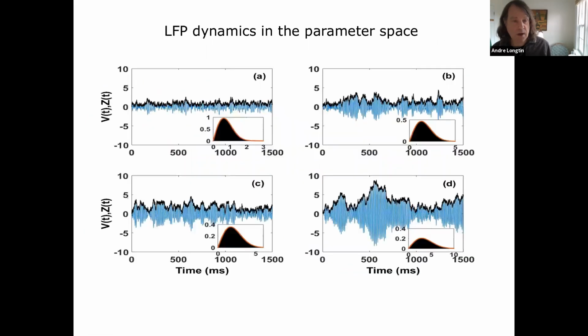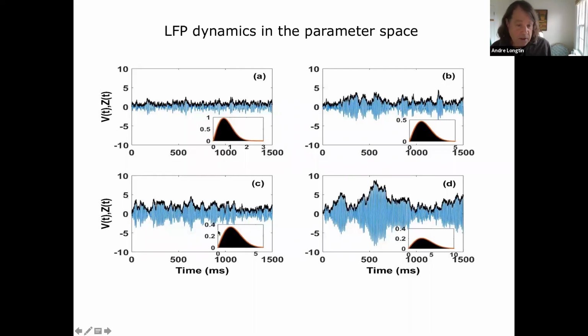So you can go ahead and just vary this parameter R. If you're too far, you get this. If you're too close, you get lots of bursts and long bursts. And in between is this kind of sweet spot where you have the fast rhythm, which is V, and the slow rhythm is in black on top, okay?